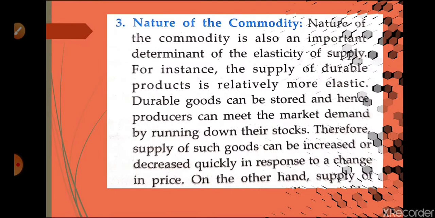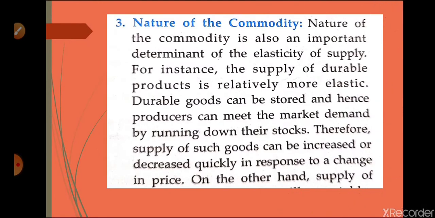Next topic we are going to discuss is the nature of the commodity. If we are discussing durable goods, which can be stored for a long time, then supply for those will be more elastic. Why? Because the producer can store them for a long period of time. But while we are discussing perishable goods, then supply will be less elastic, because he cannot keep them for long, just like fruits, vegetables, milk, and sweets. The producer cannot store them for a long period of time. So supply for those commodities will be less elastic.